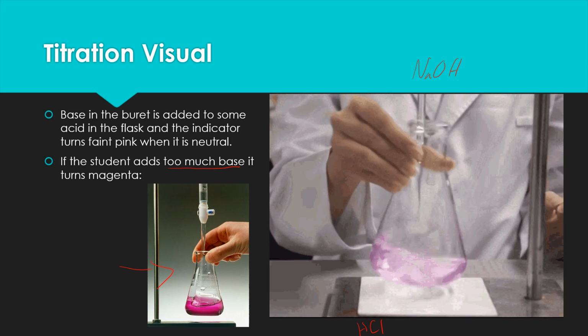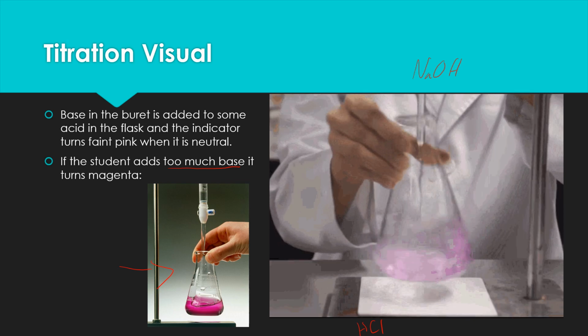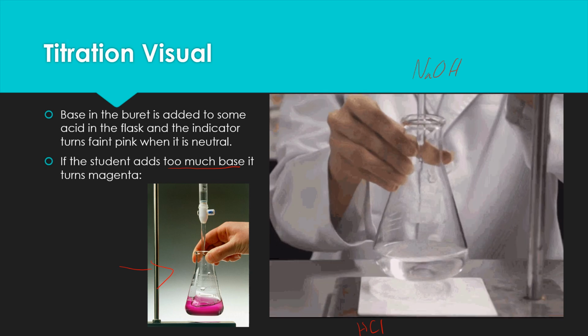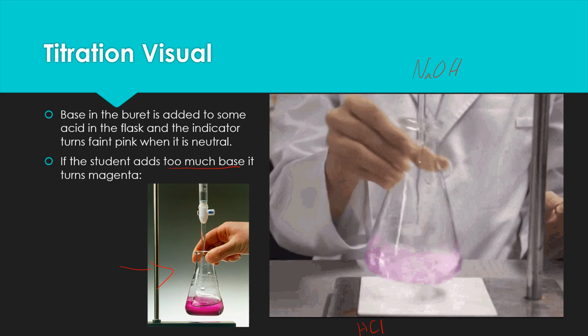So this is what it would look like, and you can see they're swirling it to make sure it mixes really well. We would also rinse off the tip of the burette and the sides of the flask with distilled water to make sure that all of it's rinsed into the flask and all the chemicals are reacting with each other.